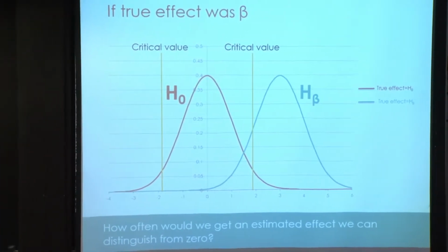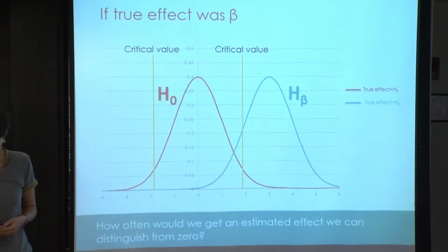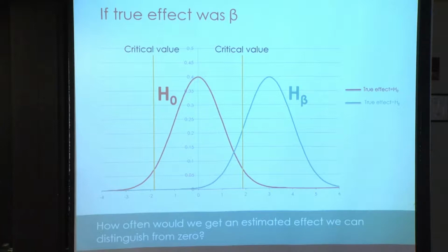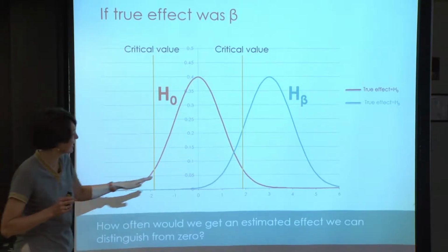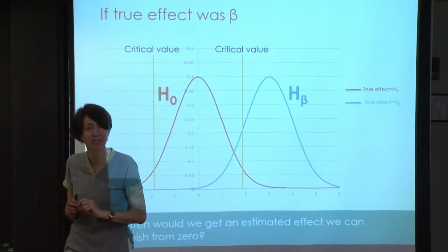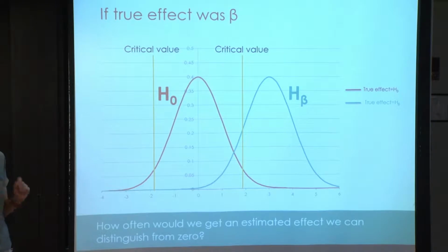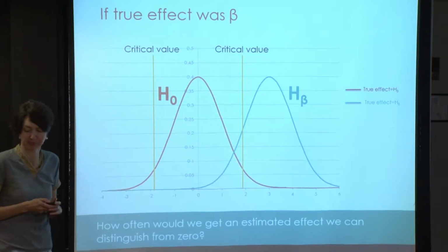Now, what if the true effect was beta? Let's imagine that this program really did work. The question now is, how often will we be able to distinguish the effect from zero?